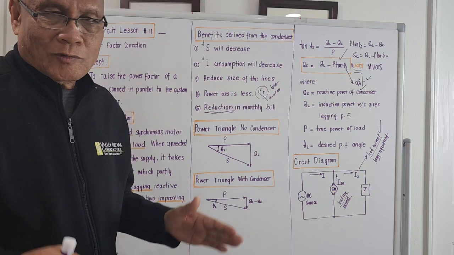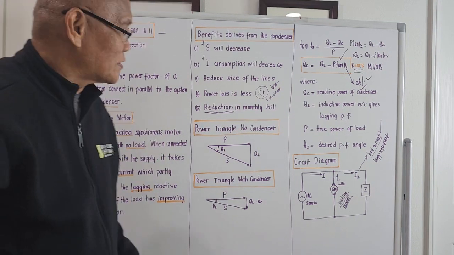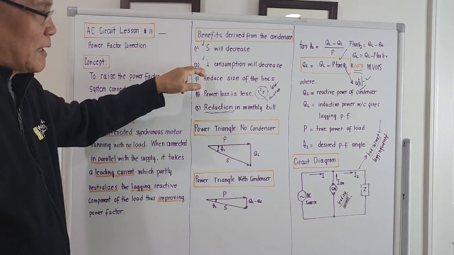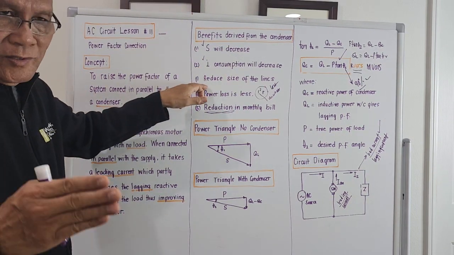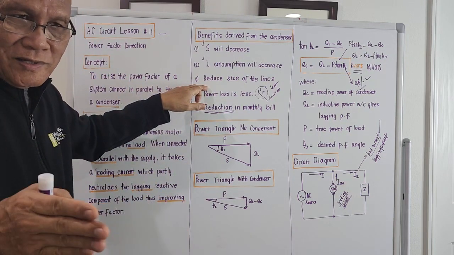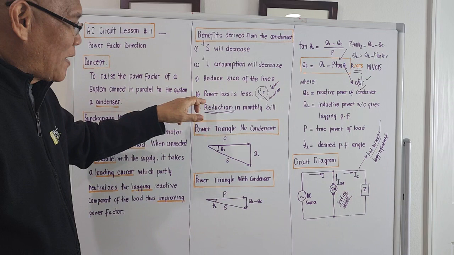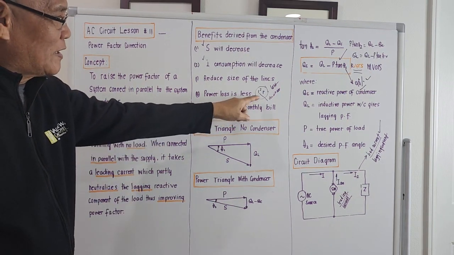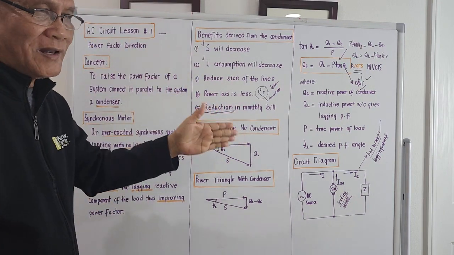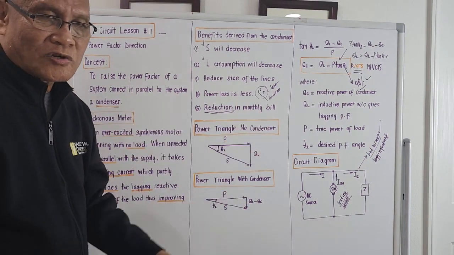Power factor correction is very important in our everyday life because it gives us 5 benefits. The total apparent power drawn by our system will be less, current consumption will be less, the wire size of our power lines will be less. If the power lines have a reduced size, we save money when we buy them. The power loss will be less, because if the current is less, even though you square it, it will still be less. And the last benefit is the reduction in the monthly bill. And this is good for all of us.